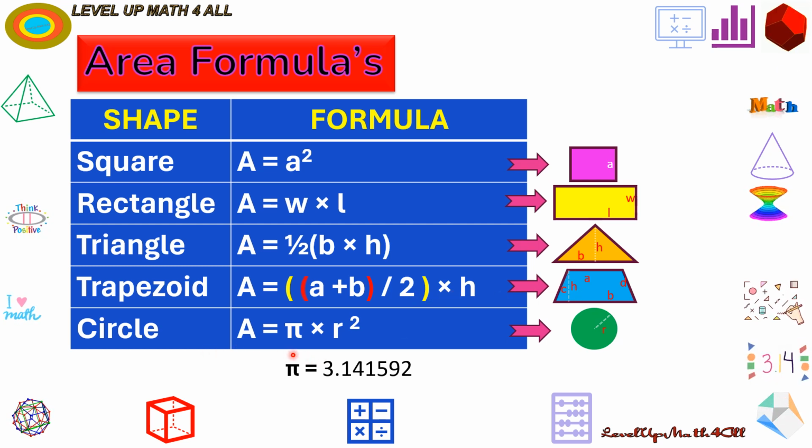Now, when it comes to the circle, the area of a circle is pi times r squared. R represents the radius. The radius is the distance from the midpoint of the circle to any edge of the circle. Pi, we all know, is a constant. The value of pi is 3.141592. If you want to remember, just remember 3.14, the first two digits of the decimal.